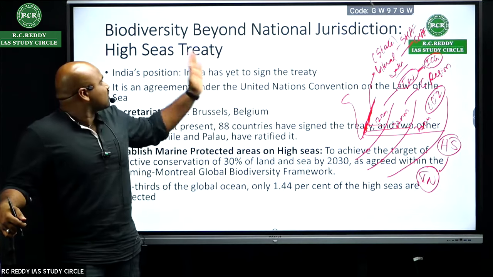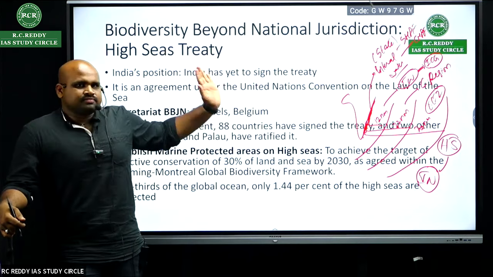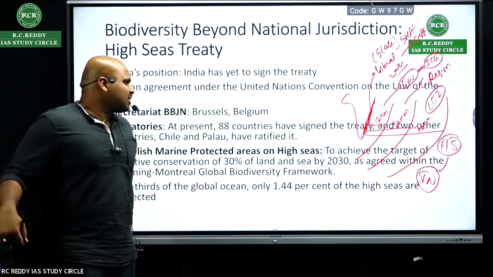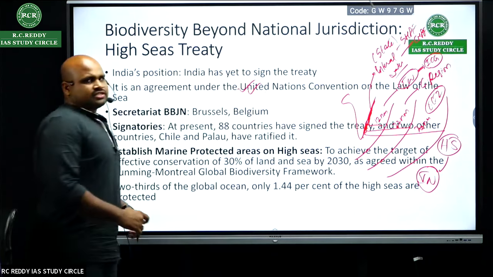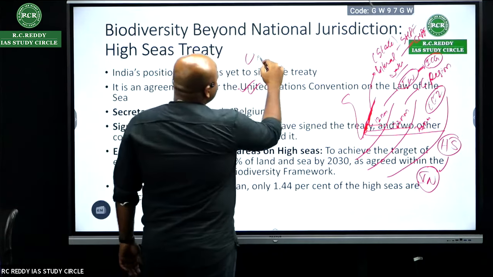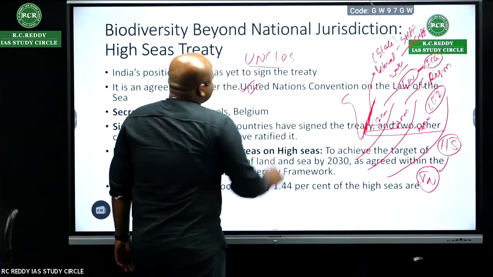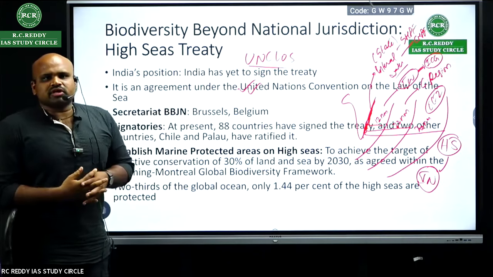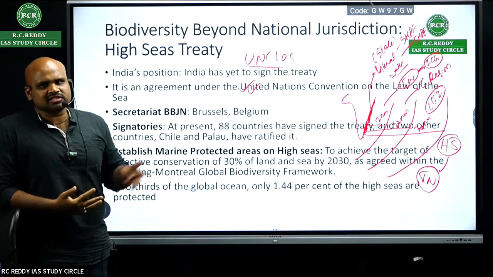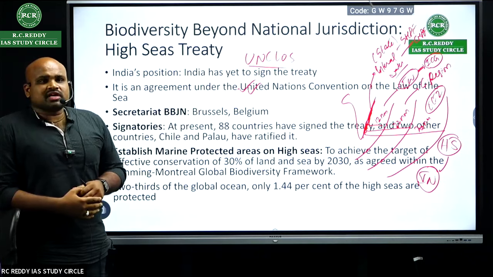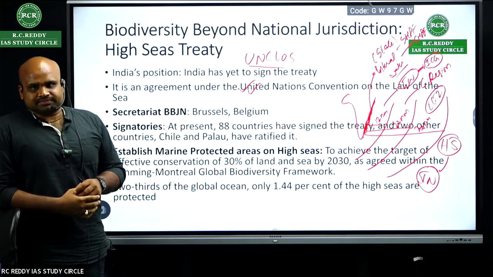And that is where we talk about the High Seas Treaty. What is this? We have something called UNCLOS, the United Nations Convention on the Law of the Seas. UNCLOS is what is going to look majorly into the administration regarding your marine resources as well as this. Now, we have something called the International Seabed Authority.